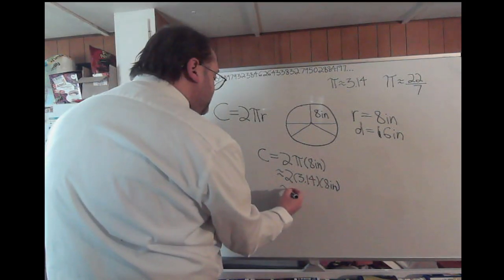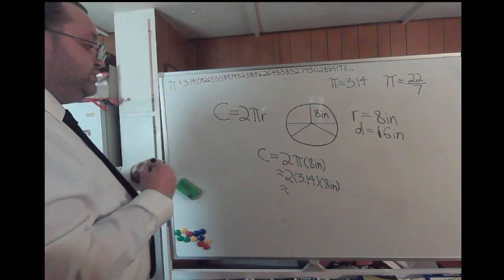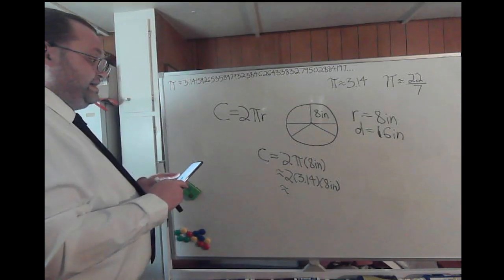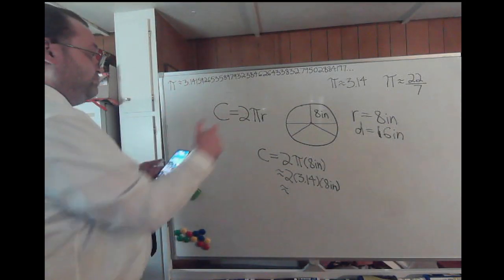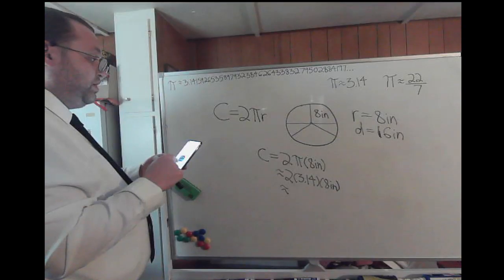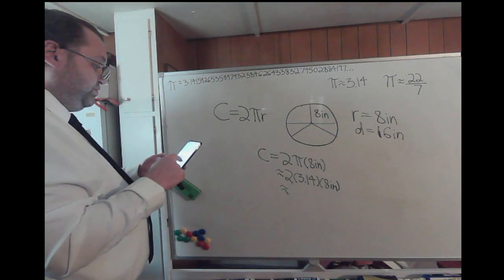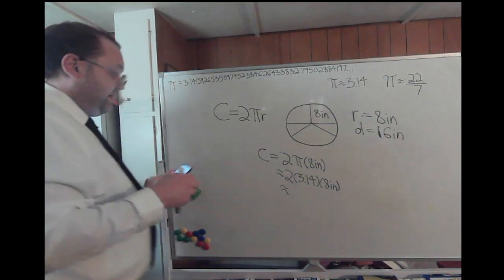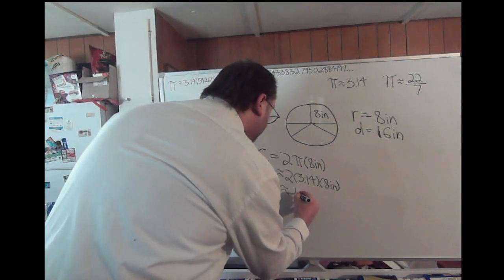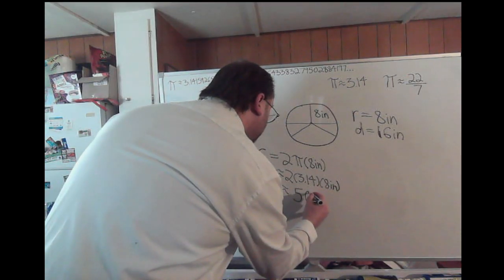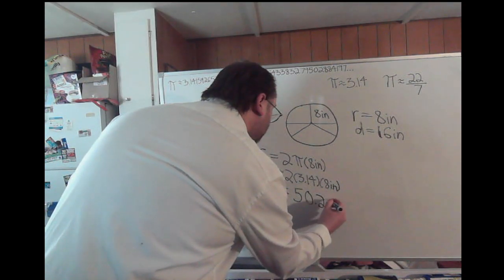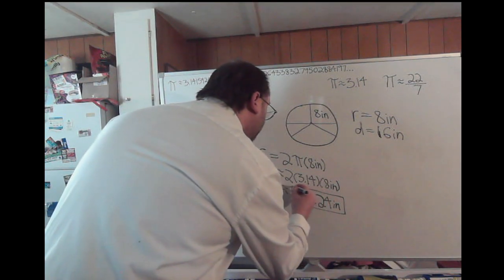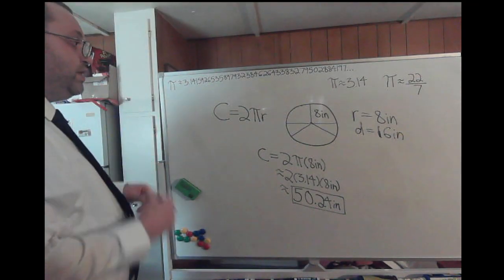So we can plug this into the calculator. I'll use 2 times 3.14, although most calculators have pi in it. It's a Greek symbol, pi, representing about 3.14. So 2 times 3.14 times 8, you get about 50.24 inches. So the circumference of the circle, which is the perimeter of it, the distance around the circle, is about 50.24 inches. Right? Okay.